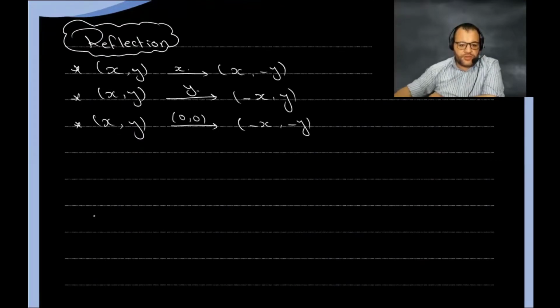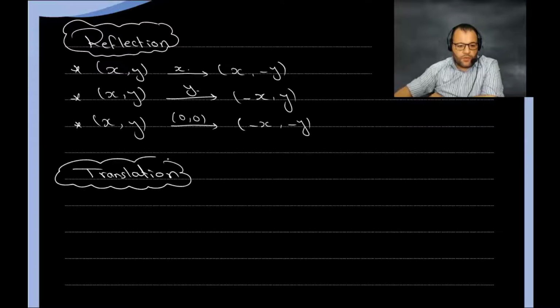After that we have translation. For the point (x, y), if you need to find its image by the vector (a, b), its image would be (x + a, y + b).